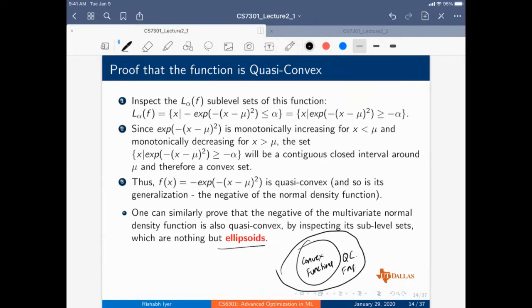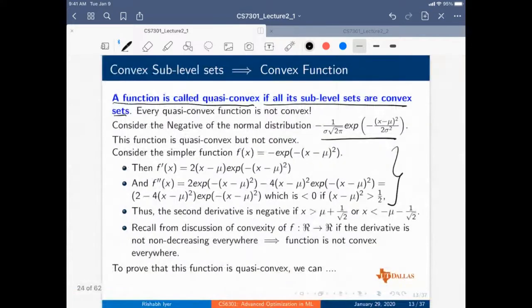Yes, Nathan. I just wanted to make sure I'm not confused by the slides. On slide 13, it says that every quasi-convex function is not convex. Should it be not every? Or sorry, not every quasi-convex function is convex, but some are.